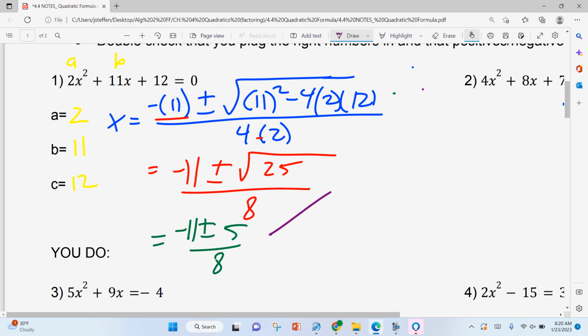I draw two branches. Again, you don't actually have to do that. It's just kind of a good way to visualize that. And one of them is the plus sign, negative 11 plus 5 over 8. And the other one is the minus sign, negative 11 minus 5 over 8.